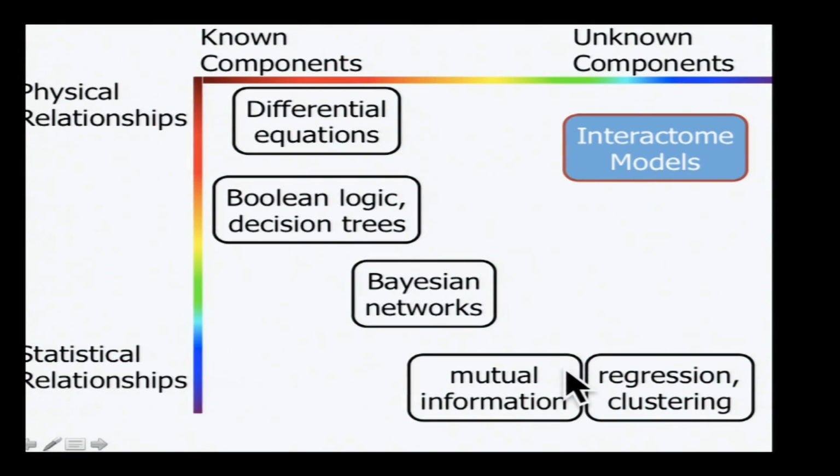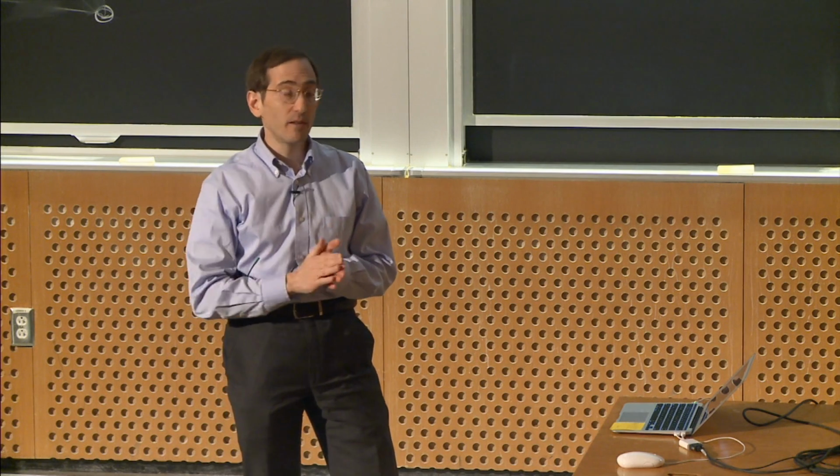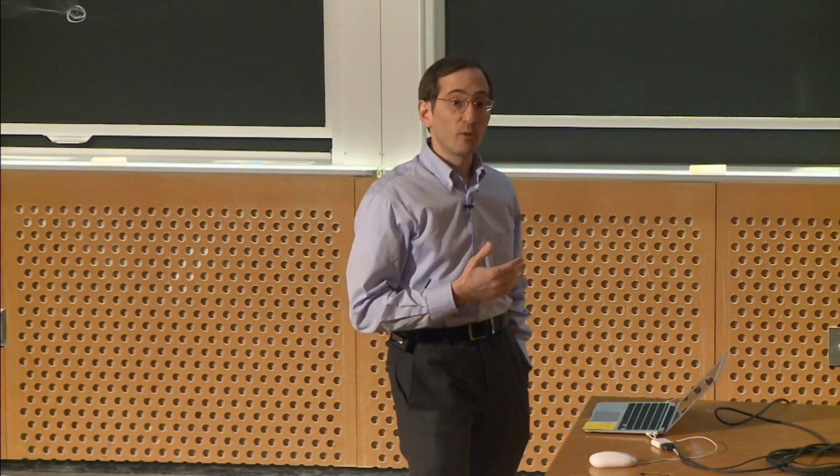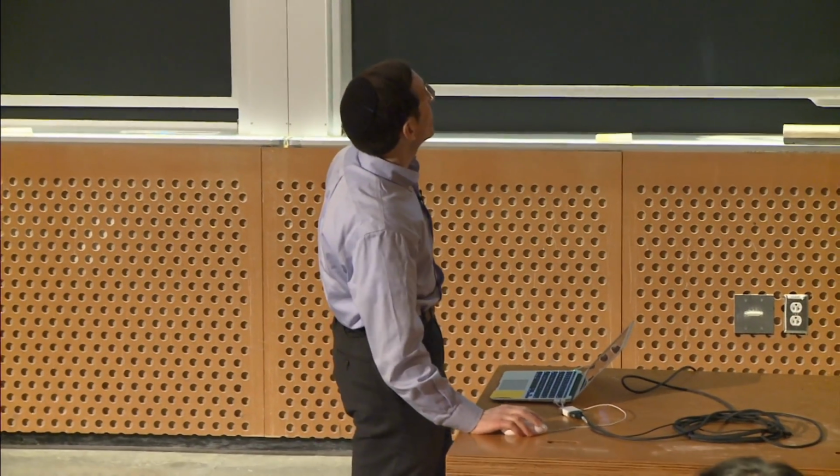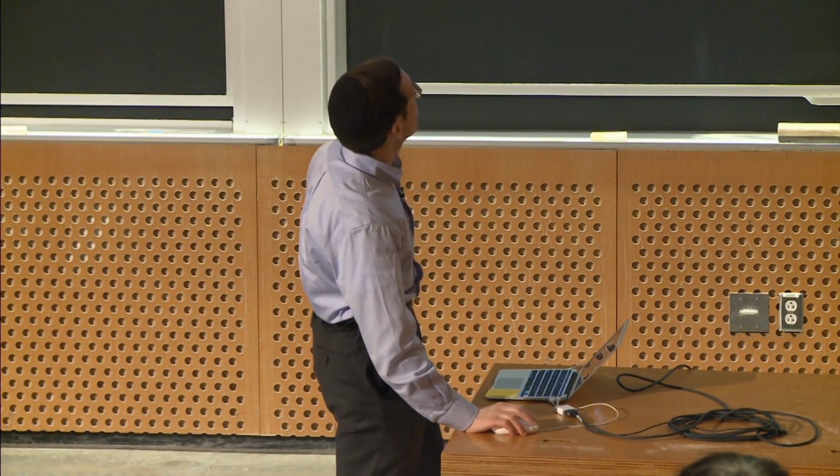Bayesian networks are somewhat more causal, but depending on how much data you have, they may not be perfectly causal. You need a lot of intervention data. And we also saw that they did not perform particularly well in discovering gene regulatory networks in the DREAM challenge.